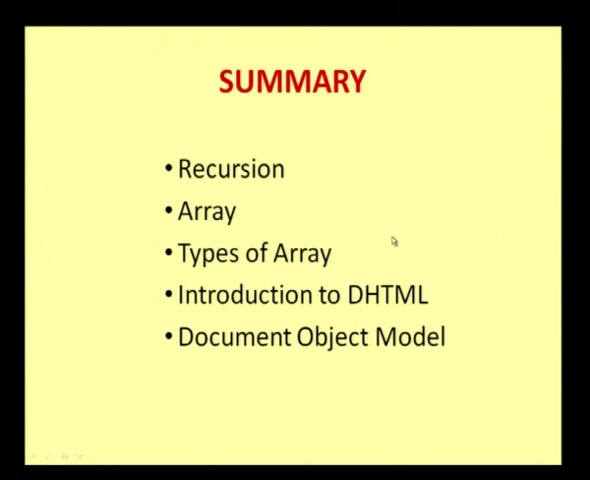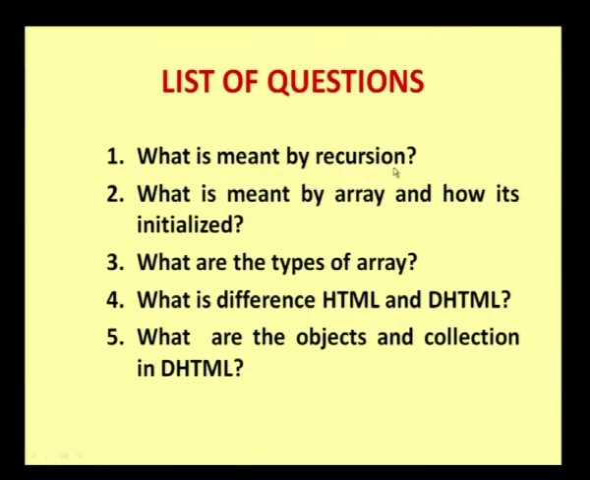So let us summarize this session. We have seen about recursion, arrays, types of array, what is meant by DHTML, what is the difference between DHTML and HTML, and a little bit of introduction about the document object model. Next, let us pose some questions for understanding purposes. What is meant by recursion? What is meant by array and how is it initialized? What are the types of array? What is the difference between HTML and DHTML? What are all the objects and collections present in DHTML? Let us conclude the session on JavaScript.